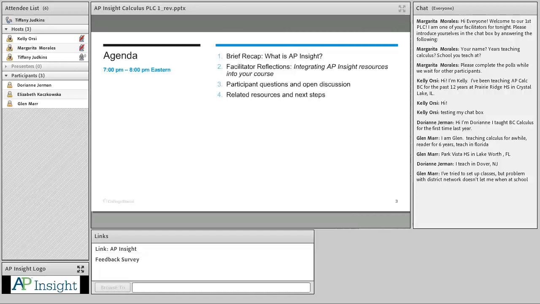And then we're going to wrap up with some related resources and next steps. There may be some things that we can talk you through, like how to navigate to them on the AP Insight platform. But there are also a couple of follow-up steps that we want to make sure we unpack for you before we leave for the evening. So that's our plan for the day, and we intend to wrap up around 8 o'clock Eastern Time.